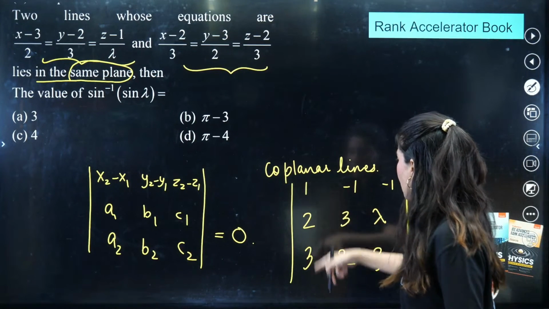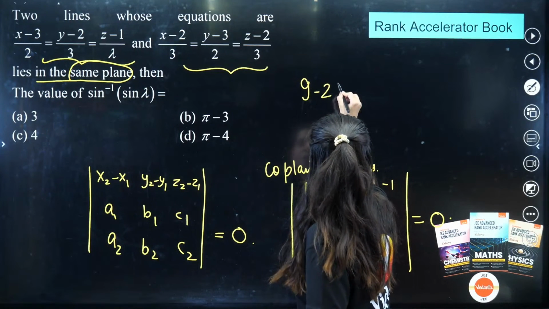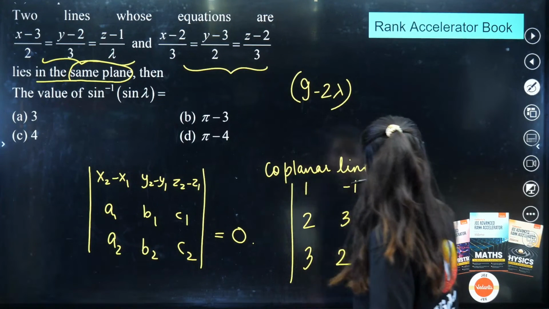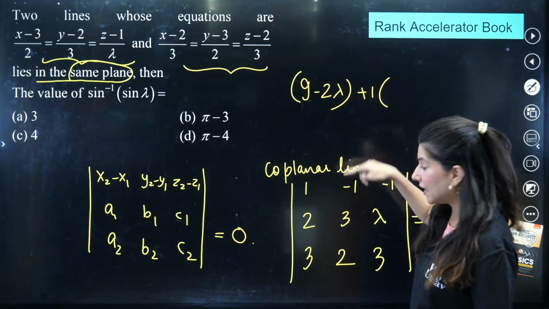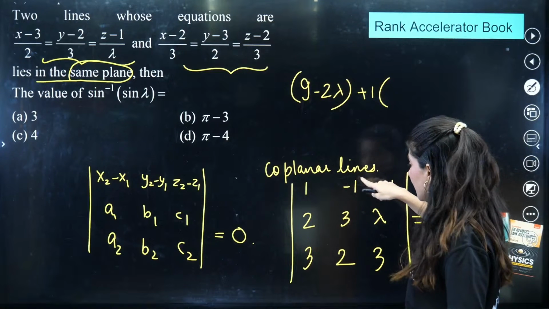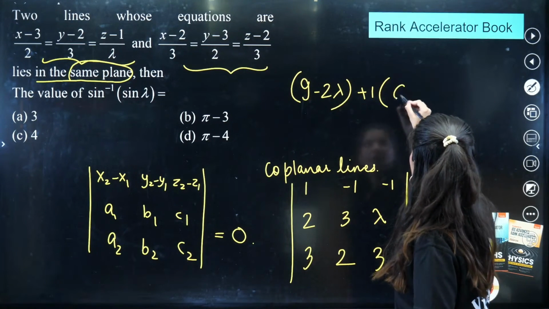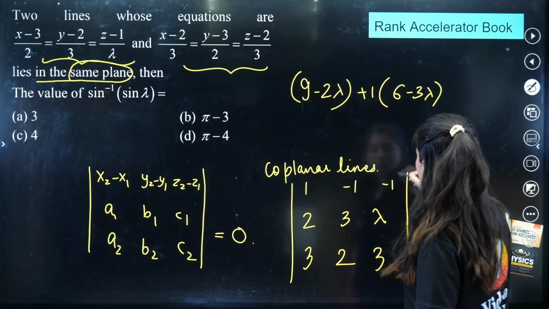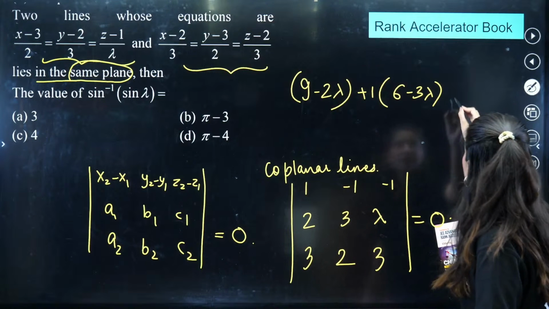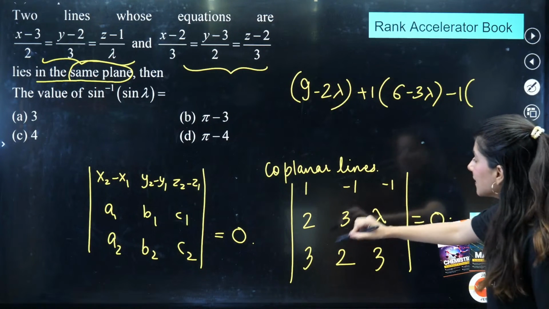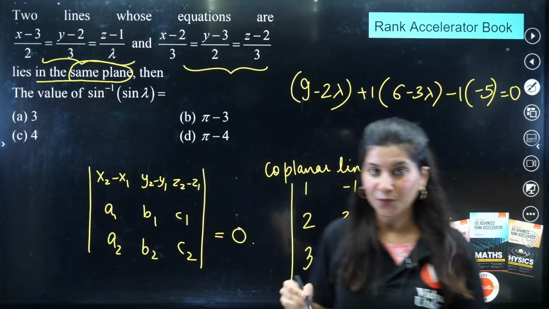Okay. So now 1 times 3 3s are 9 minus 2 lambda. And this is going to be plus 1, because the minus sign will be there in this particular element, so minus minus plus 1. And you are having 3 2s are 6 minus 3 lambda. And last but not the least, we are having minus 1 times 4 minus 9, so minus 1 times minus 5. And this is going to be equal to 0.